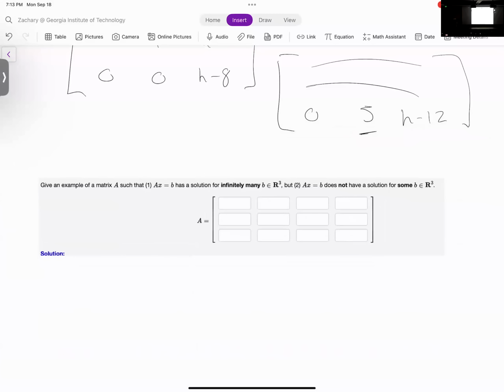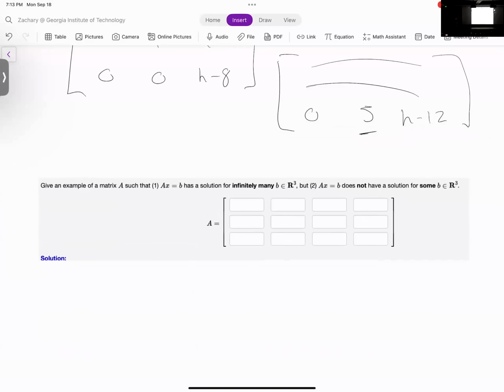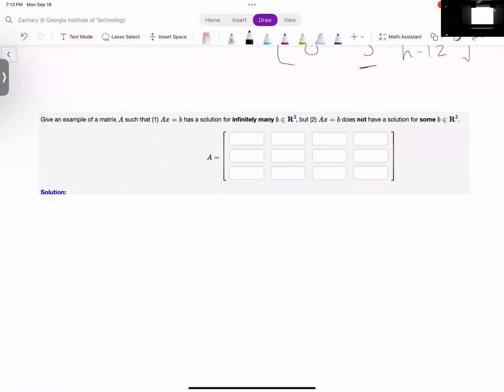Okay, so knowing how to do something like this is a very common thing. What we have is a 3x4 matrix, and it's asking us to fill in these qualifications. I like to take these questions one step at a time, and I like to list the things I need. The first thing says AX equals B has a solution for infinitely many B.